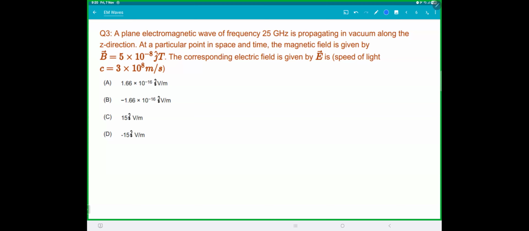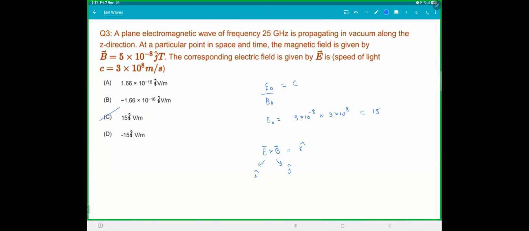So, yeah, let's see. Again, same thing. E naught by B naught is C. So this will be 5 into 10 power 8 into 3 into 10 power 8. That gives you 15. So we are stuck with C and D. We need the direction. And we know E cross B must be the wave direction. He said the wave is going in the Z direction. So I'll take it as positive; if it were negative, they would have said minus Z direction. So that is K cap, and B bar is J cap, so this has to be I cap. So C option.